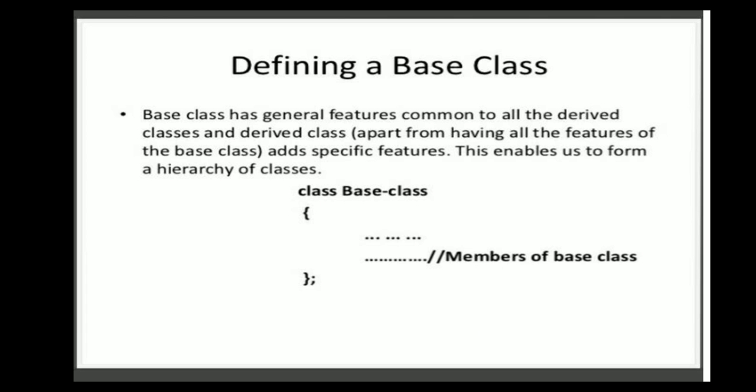Next, we'll see how to define a base class. Here base class has general features common to all the derived classes, and derived class, that means apart from having all the features of the base class, it can add some specific features itself. This enables us to form a hierarchy of classes. We'll see the definition of the base class. First we need to write the class keyword followed by base class name. So inside the definition we can write the data members and member functions of the particular base class.